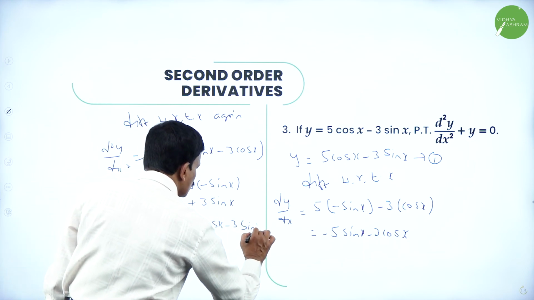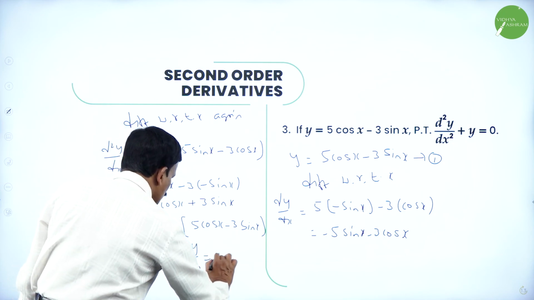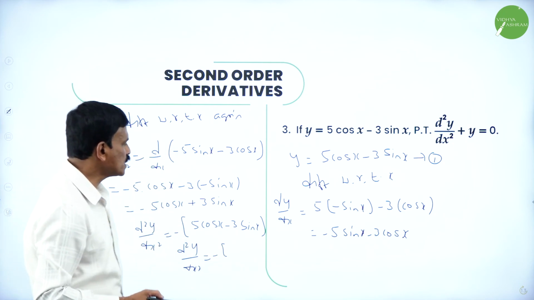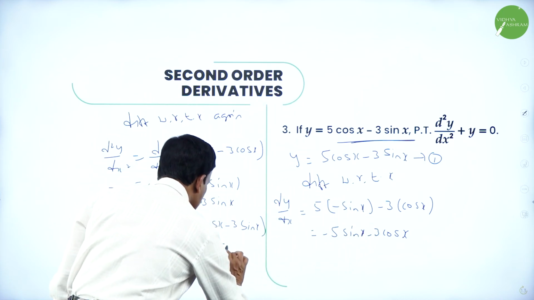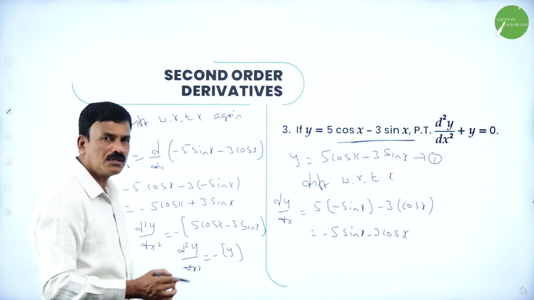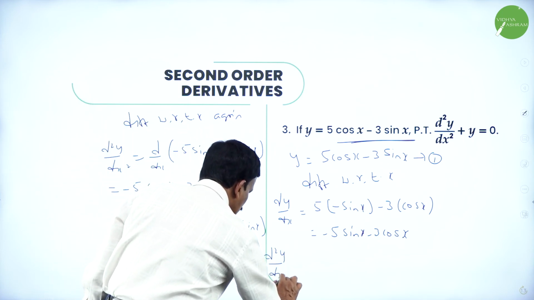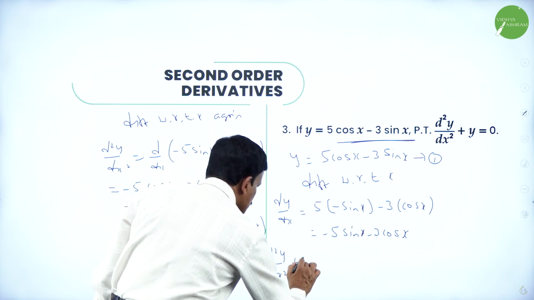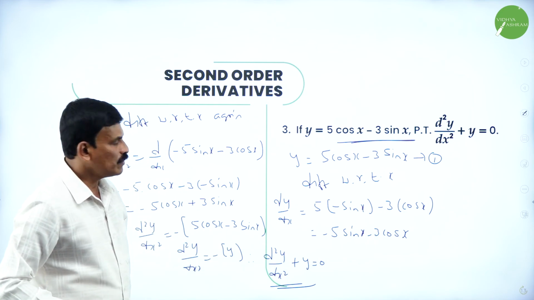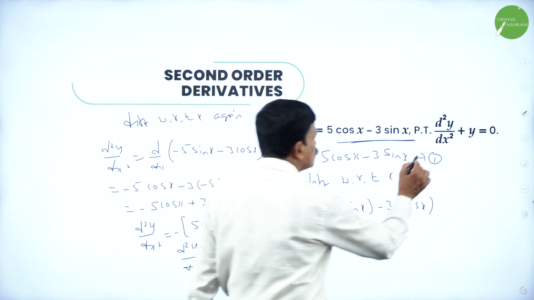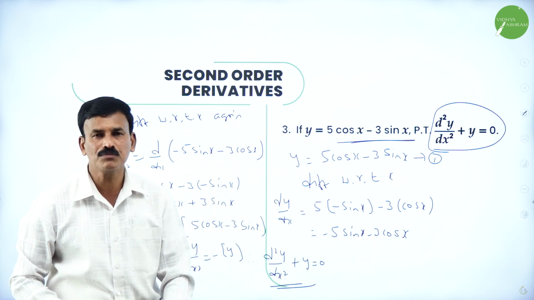Now if you observe carefully, d square y by dx square is equal to minus (5 cos x minus 3 sin x). 5 cos x minus 3 sin x is equal to y. Now transfer this, so therefore d square y by dx square is equal to minus y, which becomes plus y is equal to 0. That's it. d square y by dx square plus y is equal to 0, which is the required answer. Very important and simple problem.